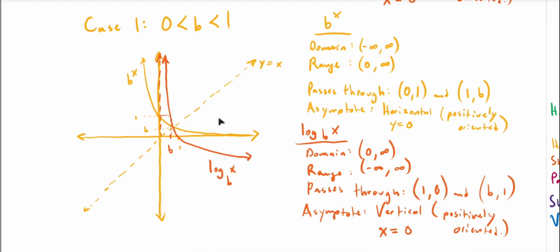It's almost a horizontal reflection of b to the x. And in the same way, our log has now been vertically reflected. So let's see what that implies. The domain and range have not changed. The domain of b to the x is still the whole x number line.